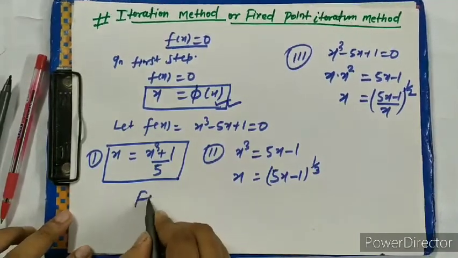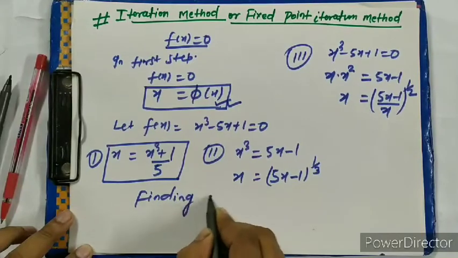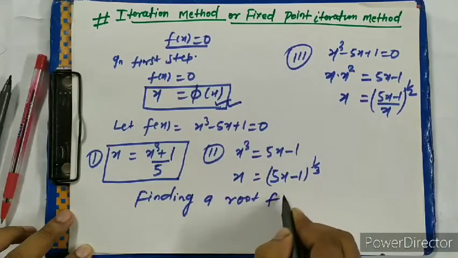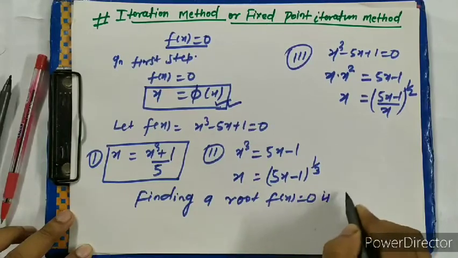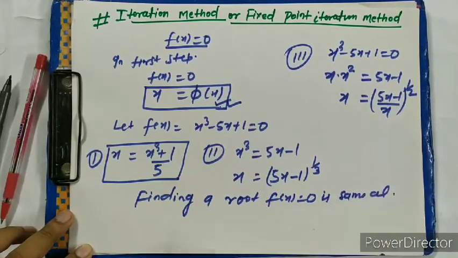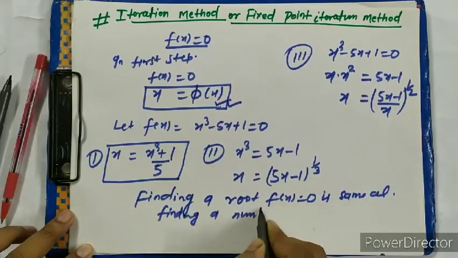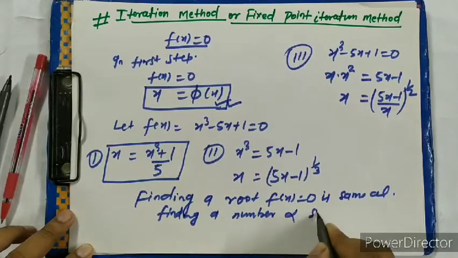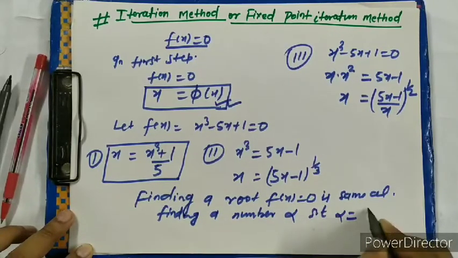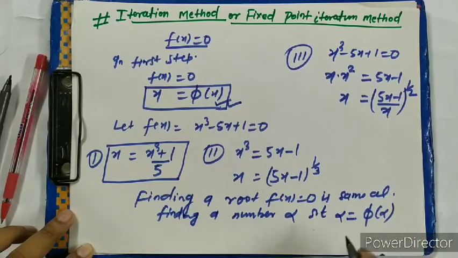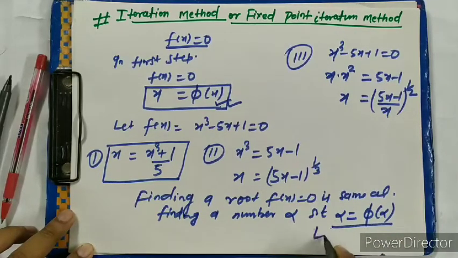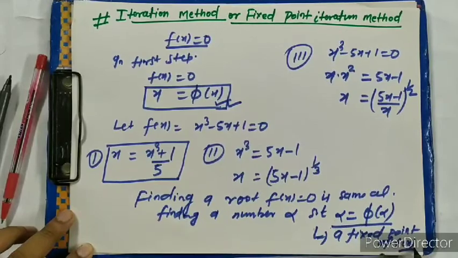So finding a root of any function f(x) = 0 is the same as finding a number alpha such that alpha = φ(alpha), where alpha is a fixed point of the function.